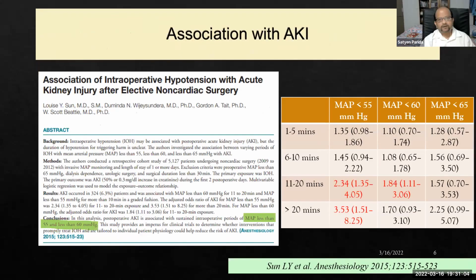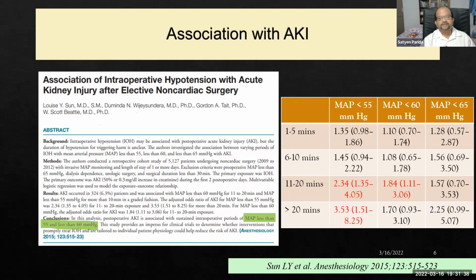So this is about organ-specific outcomes. The authors were looking to relate perioperative hypotension with acute kidney injury. And they found that at two thresholds of mean arterial pressure, at less than 55 and less than 60 millimeters of mercury, for exposures of 11 to 20 minutes duration, the association with acute kidney injury was quite palpable. And although the odds ratios for both of these thresholds were quite different, the results were undeniable.